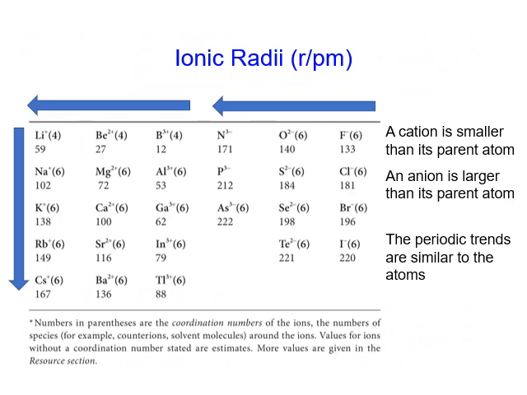Similar to the atoms, the ionic radii also decrease from left to right and increase from top to bottom. Cations are usually smaller than their parent atoms, and anions are larger.